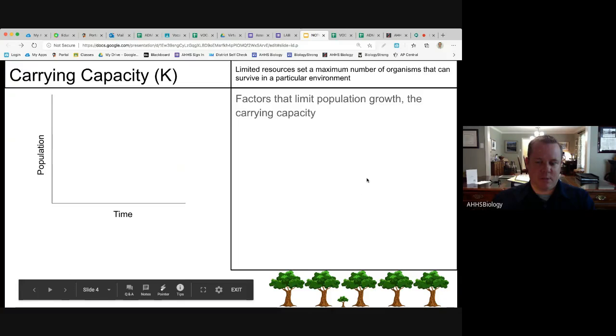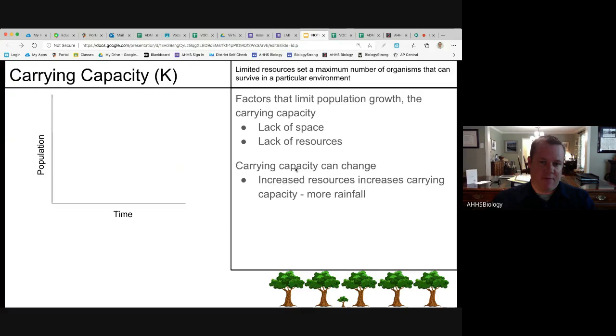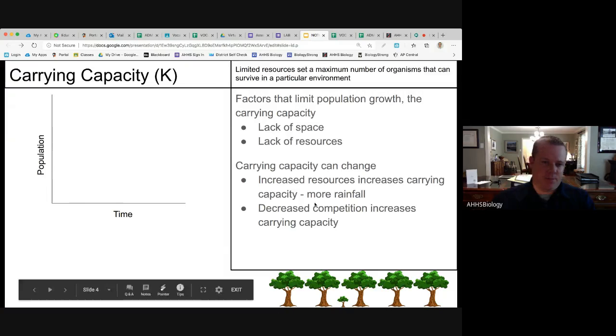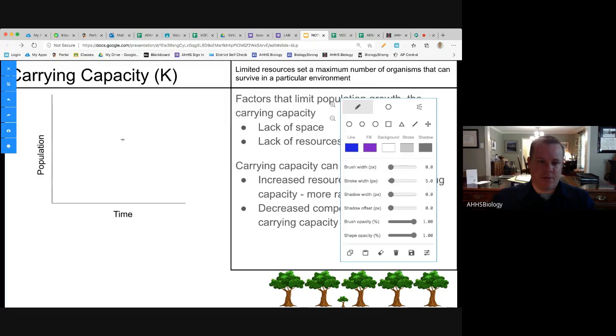There are factors that will limit the population growth, the carrying capacity, and that is a lack of space and a lack of resources, and carrying capacity can also change. We'll get to this later on in a second. I want to draw the graph here, and we'll come back to this, like I said, in just a second. So on the graph, I'm going to draw a couple of things. Carrying capacity is drawn as a dotted line.